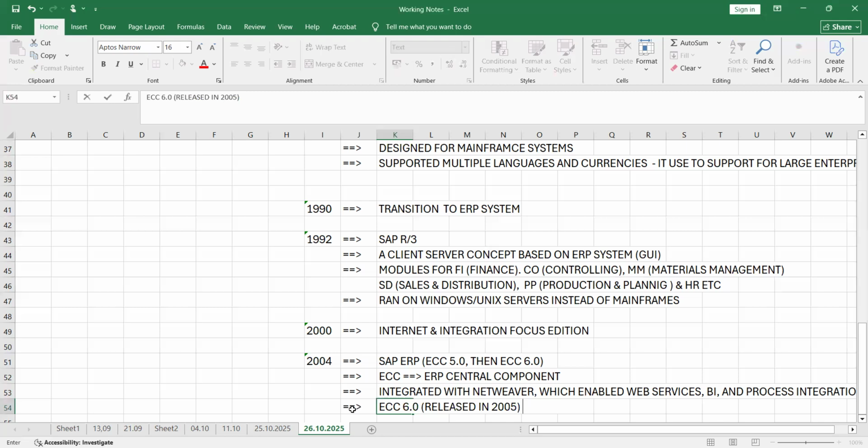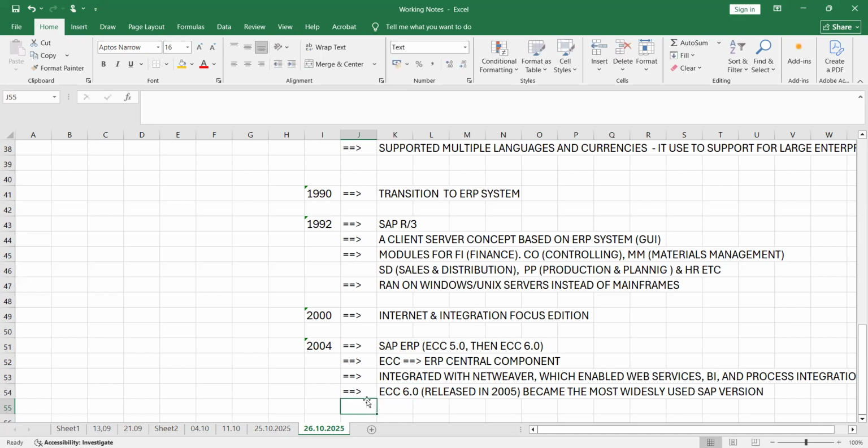It became the most widely used ERP SAP version. So prior to 2005, different softwares were being used, but from 2005, almost all businesses are trying to migrate and use SAP ERP only. Clear?